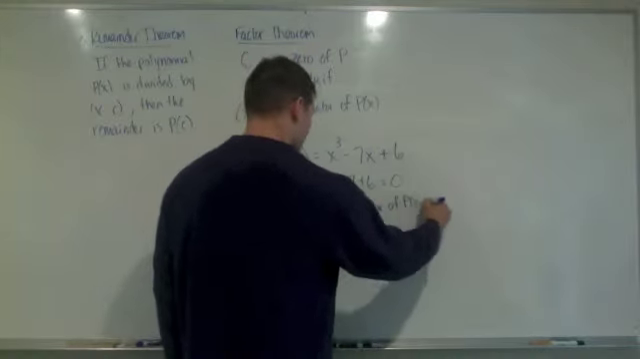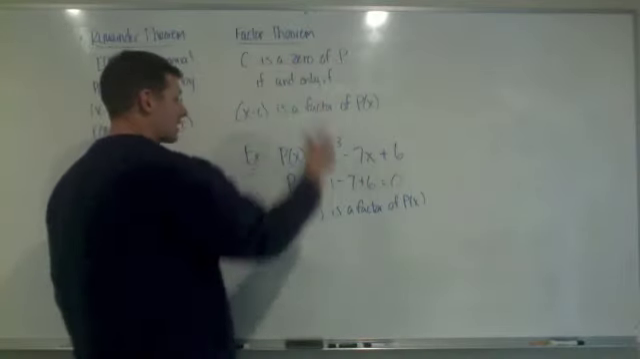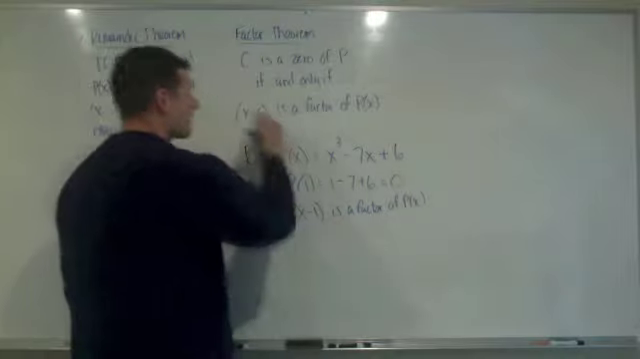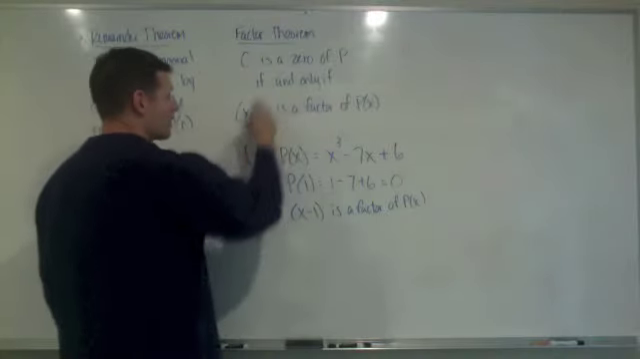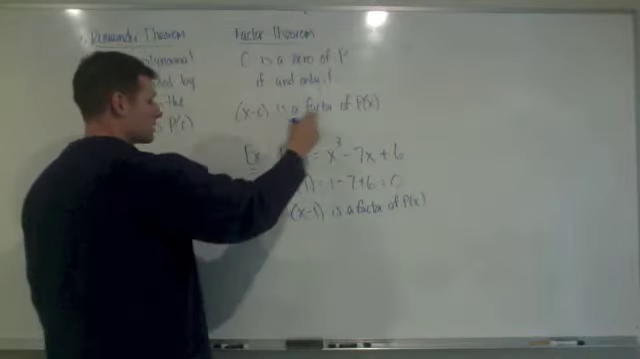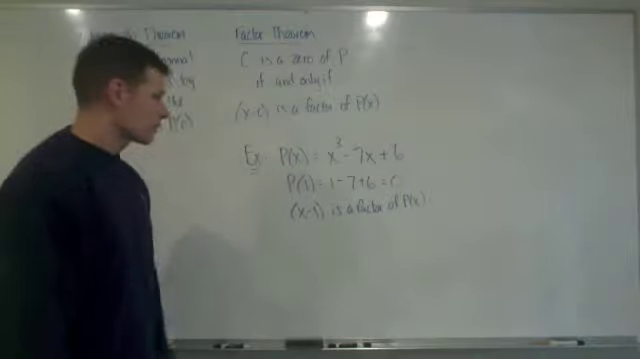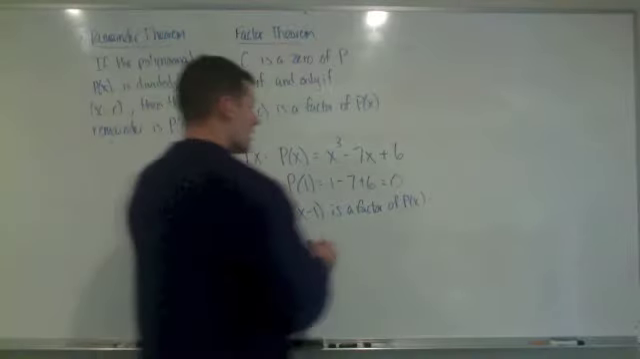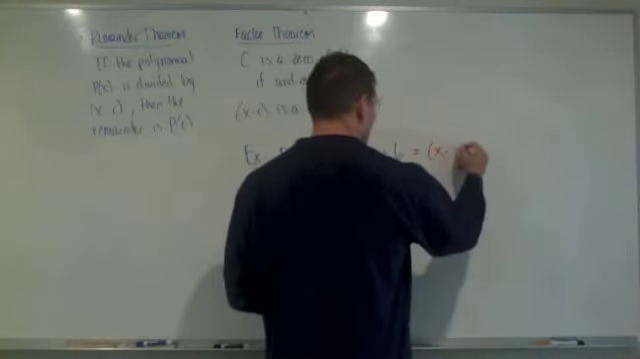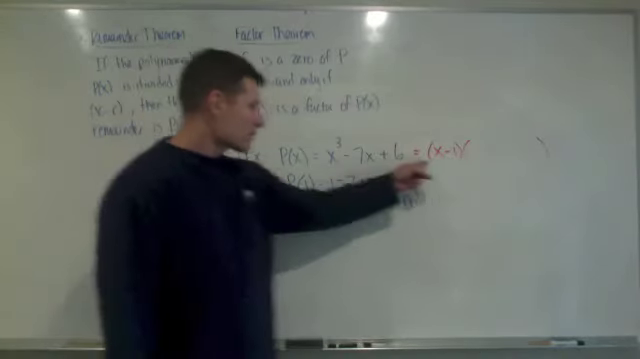If my remainder is 0, if c is a 0, that is, it gives you 0, then x minus 1 is a factor, right? 1 was a 0, 1 gave me 0. So x minus 1 is a factor of it. So what if x minus 1 is a factor? Well, that means this thing can be written as x minus 1 times stuff.